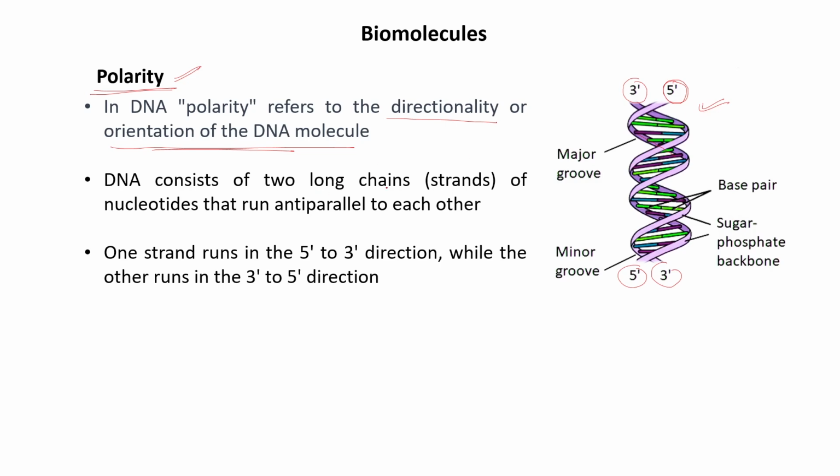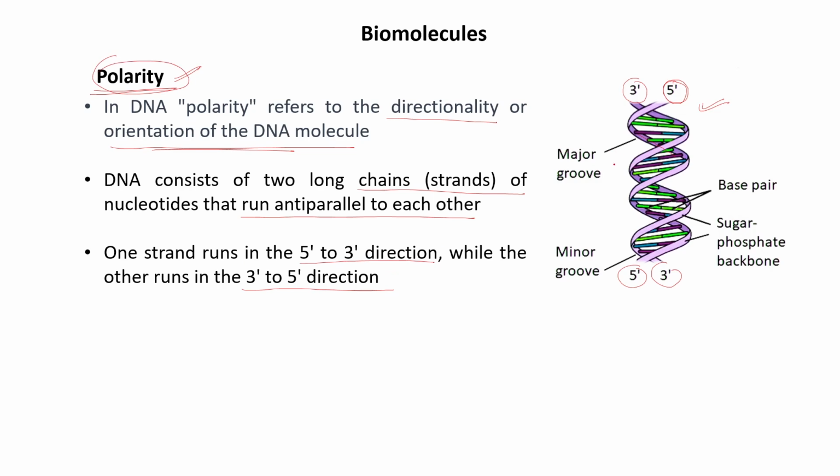The DNA consists of two long chains or strands of nucleotides that run parallel to each other. This is one strand and this is another strand. Both are parallel and helically twisted. One strand runs in the 5 prime to 3 prime direction, while the other runs in the 3 prime to 5 prime direction. That is why it has polarity.